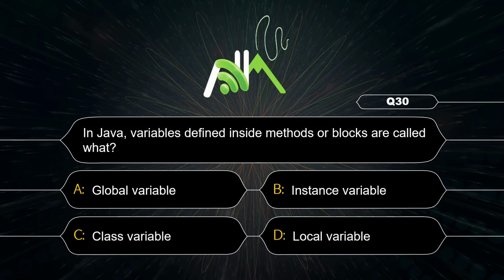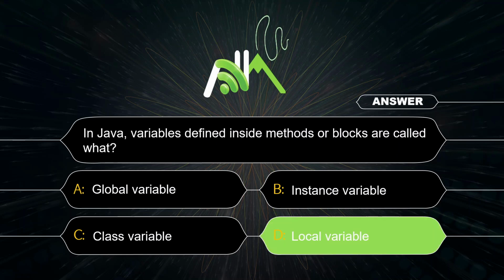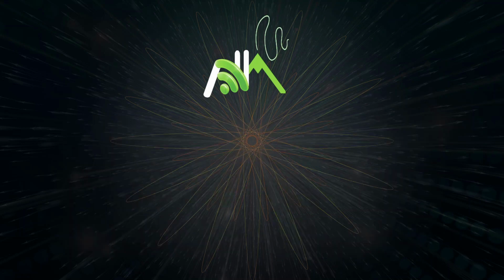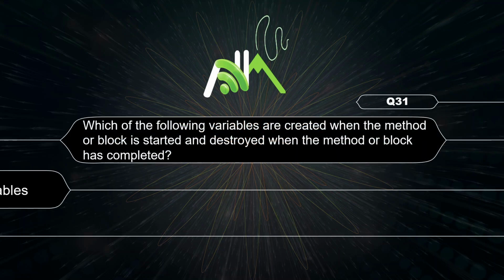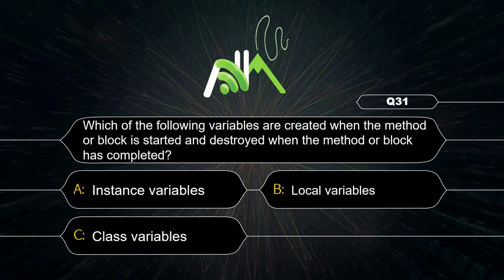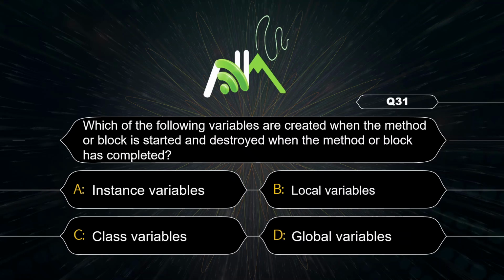Variables defined inside methods or blocks are called local variables. Which of the following variables are created when the method or block is started and destroyed when the method or block has completed? That is a local variable. Option B.